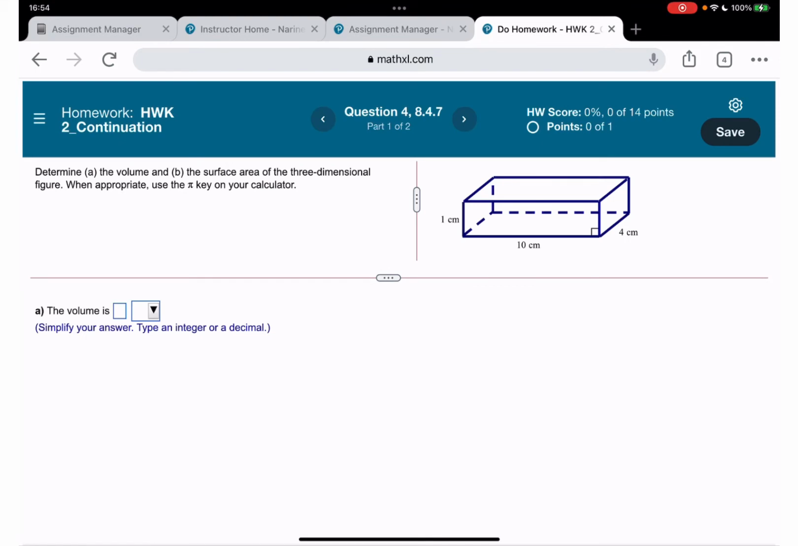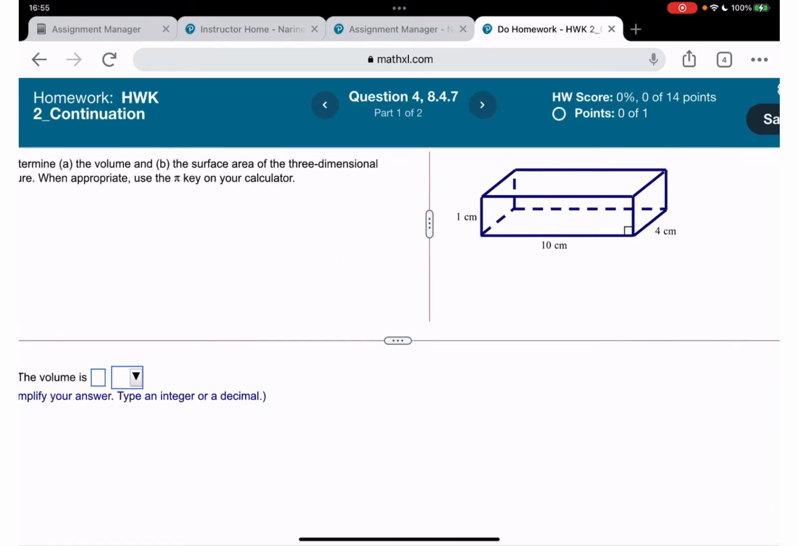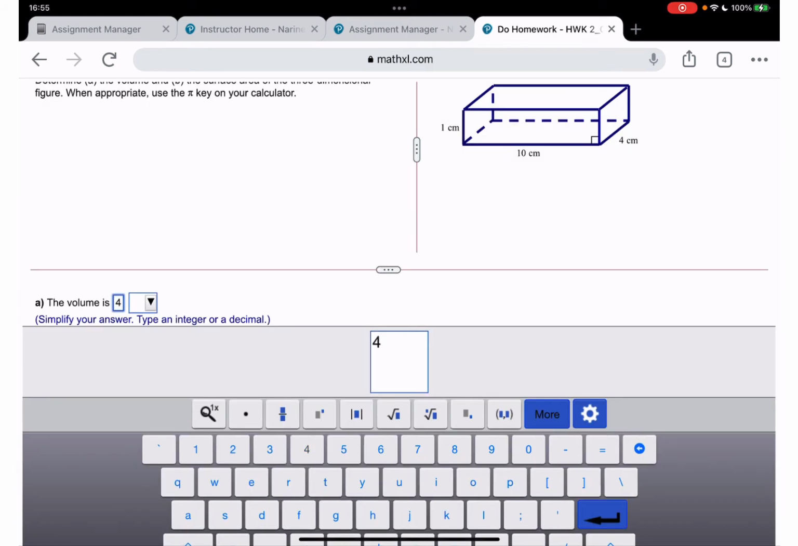Question number 4. We need to find the volume. So to find the volume, we need to take length times width times height. Length is 10 centimeters, width is 4 centimeters. Now I'm paying attention, so the measurement would be the same. And height is 1. So length times width times height is 10 times 4 times 1. It's going to be 40. And because centimeters times centimeters times centimeters, volume is going to be centimeters cubed.